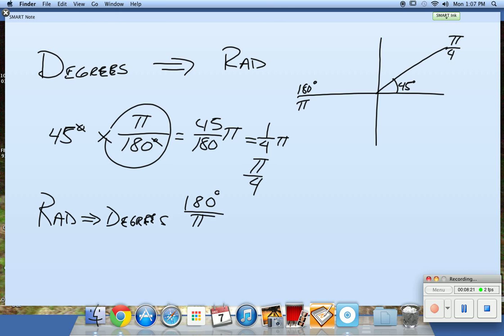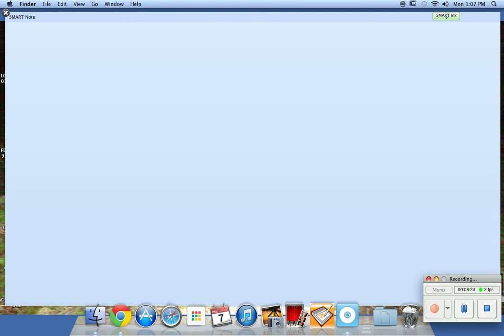Last thing I want to show you. Have you ever seen something like this? 36 degrees, 22 minutes, 14 seconds. Have you ever seen anything like this? What's that? This is the degrees here. But if I wanted to turn around and put this into a decimal, all right, I'm going to divide.